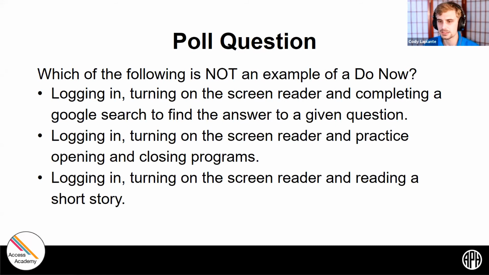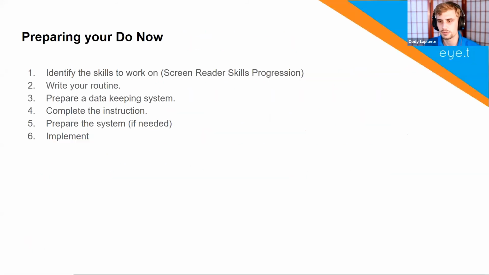All right, awesome. Let's go on to the next slide. We're kind of finishing up here. And here we've gotten to the logistics of the do now, right? How do we create our do now? All right. Well, what you do is, number one, you identify a skill in the screen reader skills progression, right?